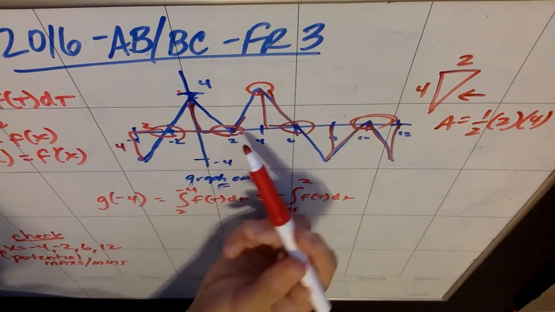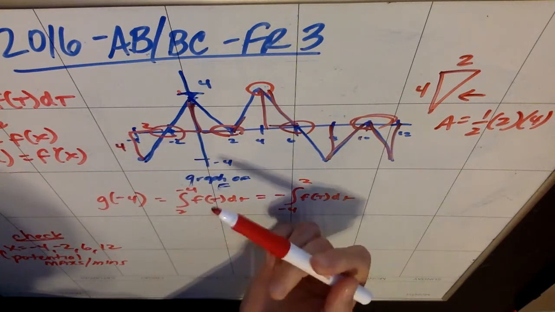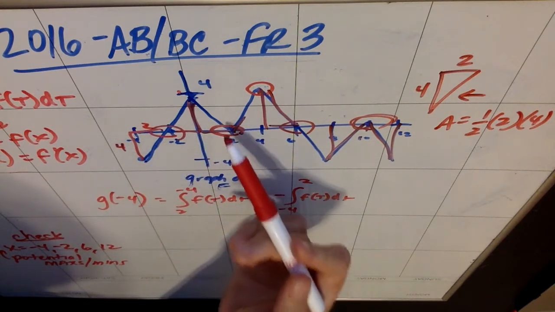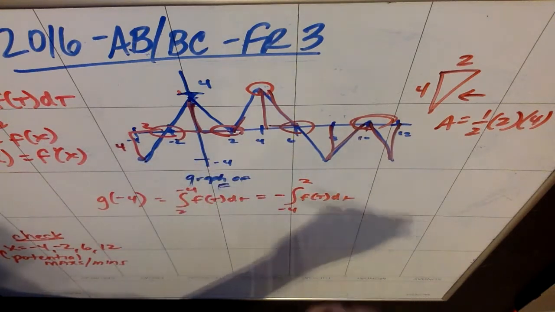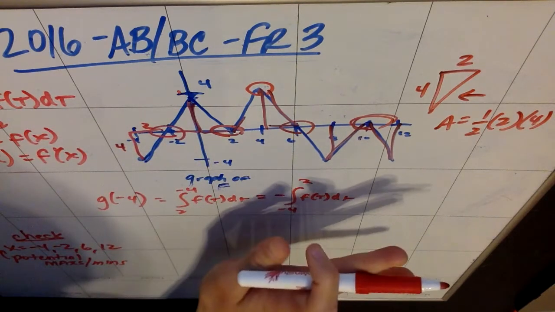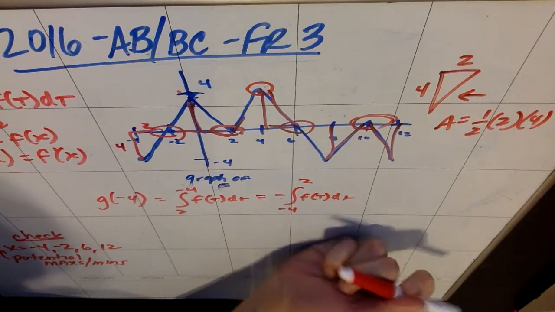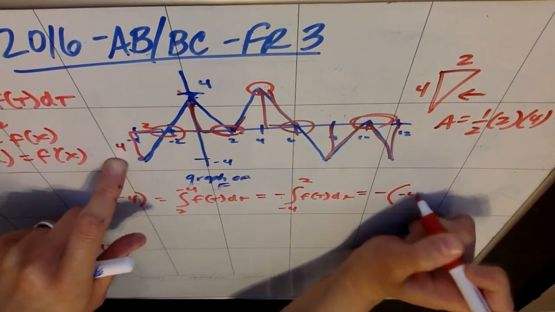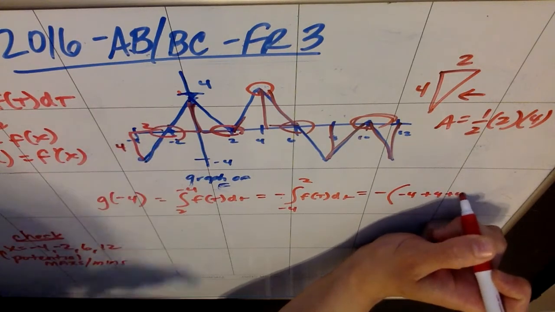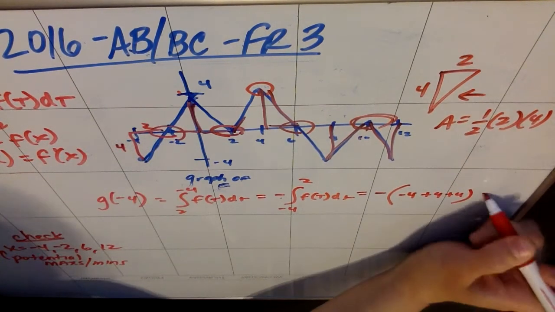Whichever way you want to think about it, when you go backwards, the signs are opposite. Normally being above the axis makes you positive and below makes you negative, but if you're integrating backwards, those signs change. Or if you feel uncomfortable with that, you can just go forwards every time and put this minus in front. Essentially, this is a negative 4 and a positive 4 and another positive 4, so this whole thing nets a negative 4.